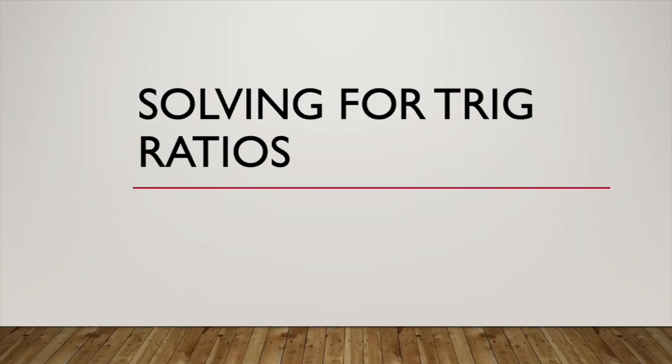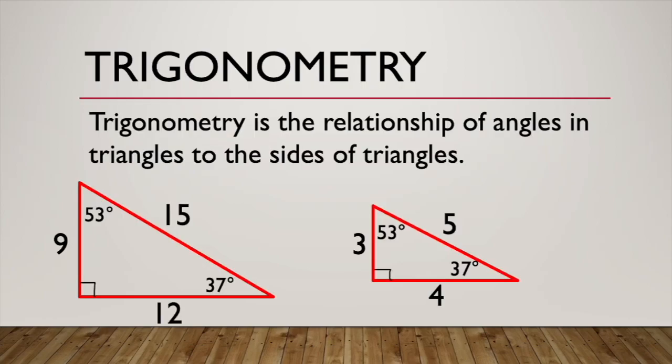In this video, we're going to learn how to solve for trig ratios. And for most of you, I'd imagine this is your first time doing anything with trigonometry. So what is trigonometry? Well, trigonometry is the relationship between the angles in triangles to the sides of those triangles. So pretty much, if you know one side and one angle in a right triangle, how can you figure out the rest of it?